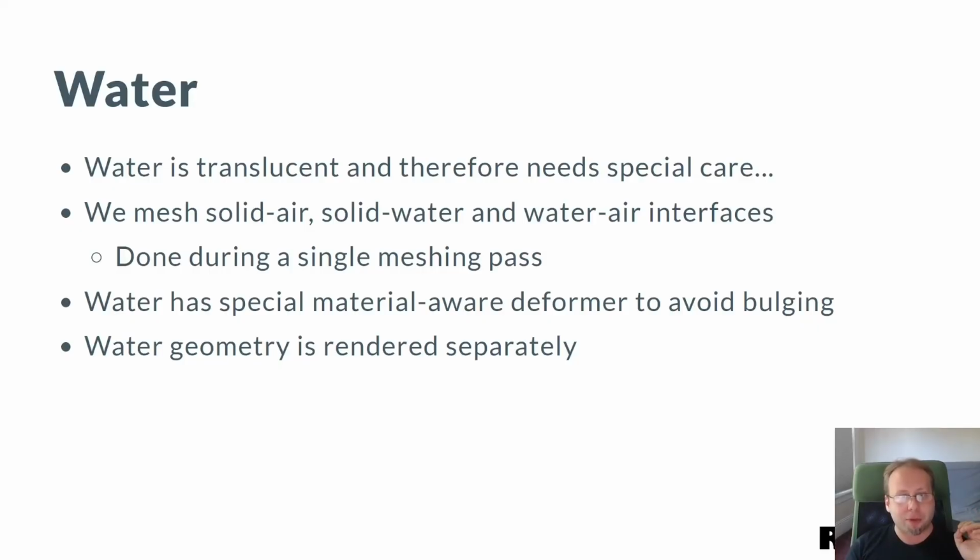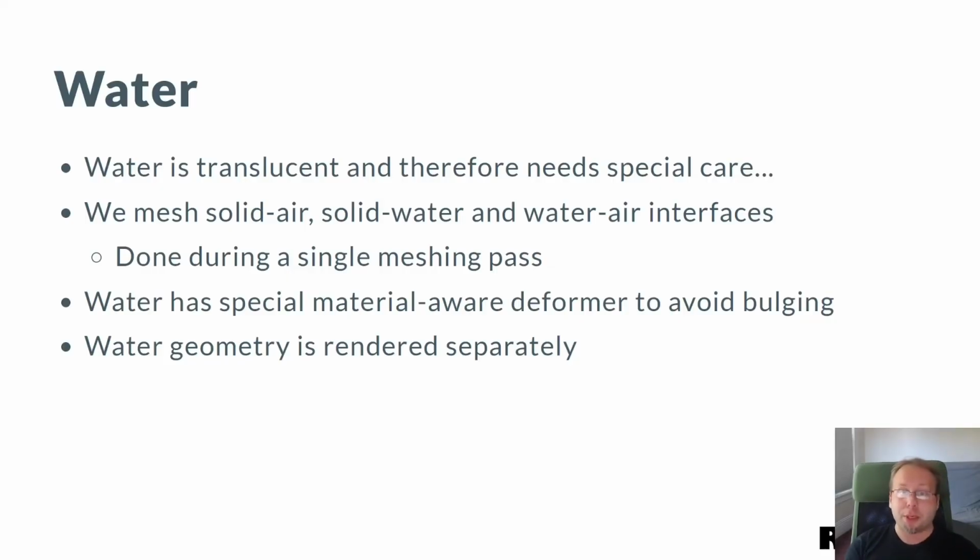Let's talk about a couple of examples of where we take the material information that we have and do something very material specific with that. So one example is water. Water in general doesn't fit very well with this framework of meshing. If you just say, well, we mesh the interfaces between solid and air, well, water is not solid.